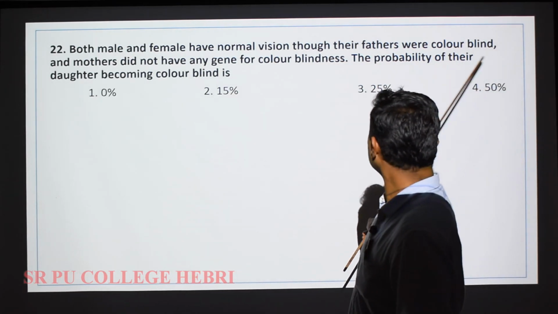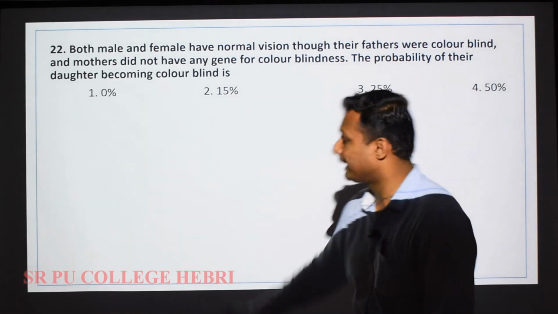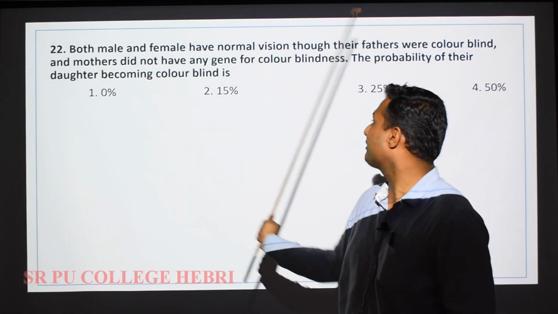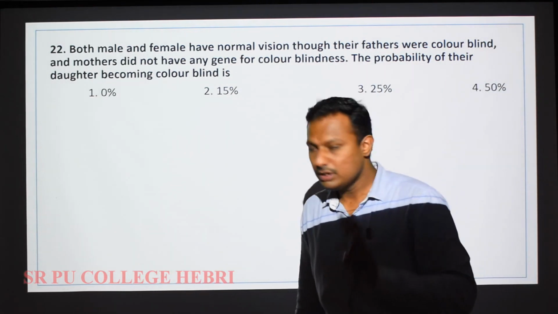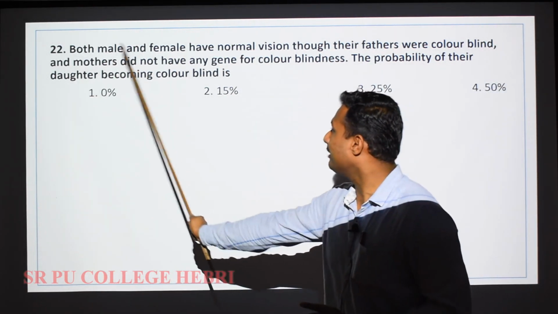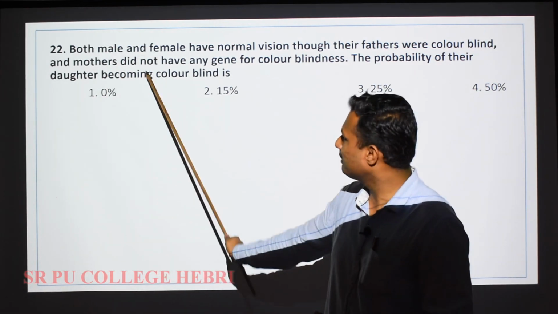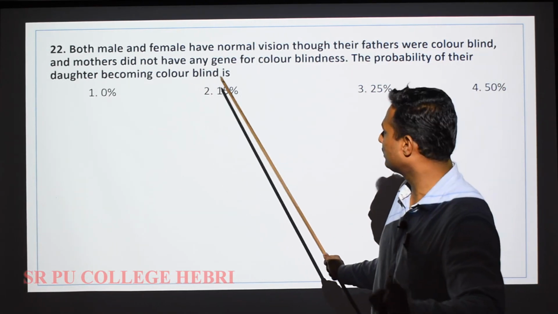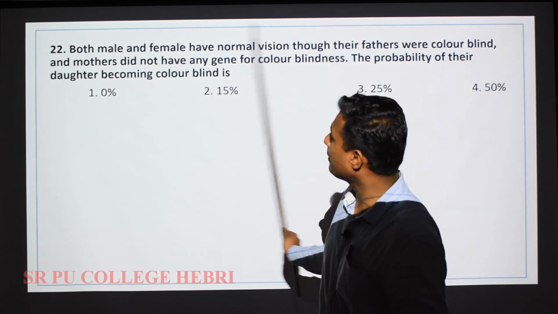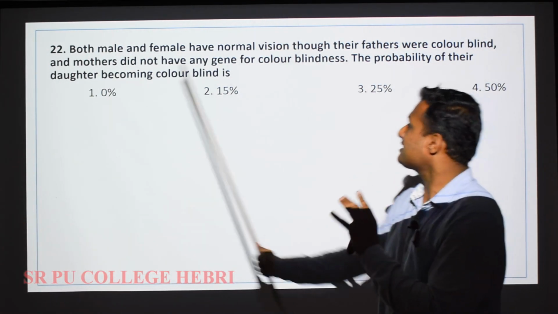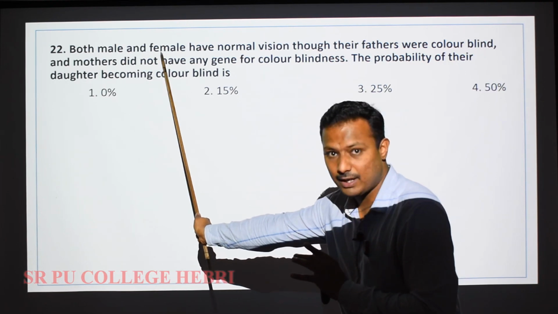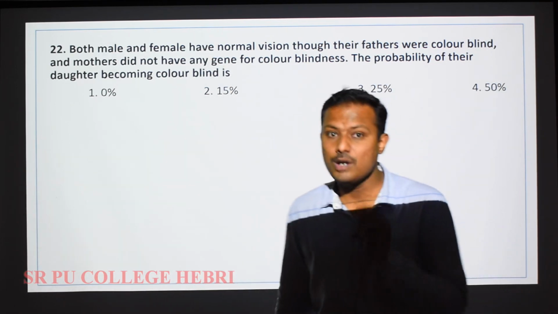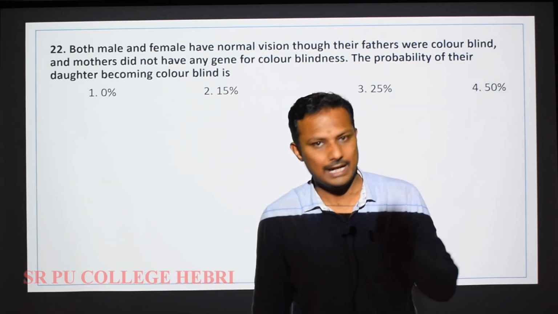So the next question is a genetic problem. Both male and female have normal vision through their fathers, though their fathers were colorblind. Male and female both are normal, but their fathers were color blind, and mothers did not have any gene for color blindness. So the parents of these male and female in the problem, they have normal vision, and their fathers were color blind, mothers were normal once again. So they are asking, when this male and female are crossed, what F1 progeny will come, and how many daughters can become color blind? What is the probability of their daughters becoming color blind, they are asking, right?